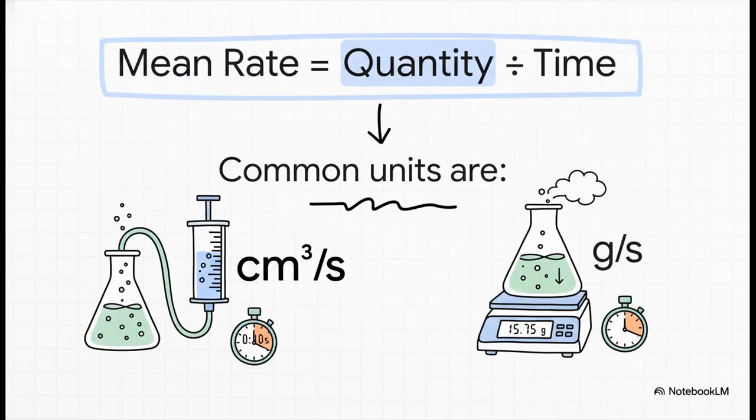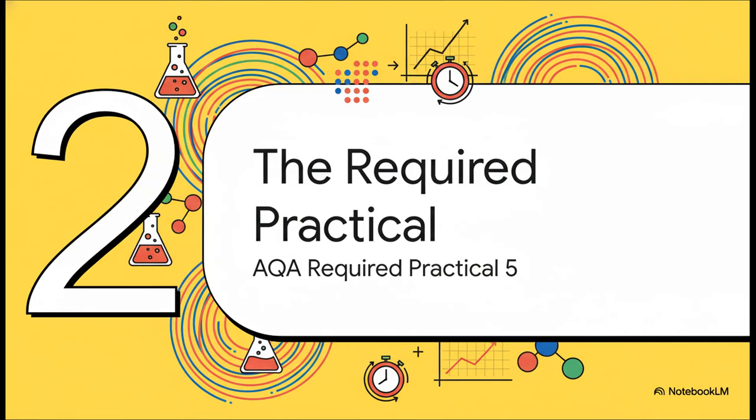And hey, there's a super simple formula for this. The mean rate is just the quantity, how much stuff, divided by the time it took. Easy, right? So if you're collecting a gas, your units will probably be something like cubic centimeters per second. Or if you're weighing how much something's mass changes, it'll be grams per second. Makes sense. All right, let's get into the nitty-gritty, the actual experiment.